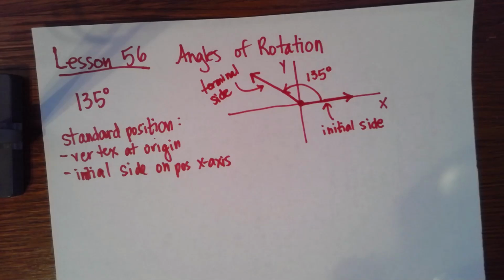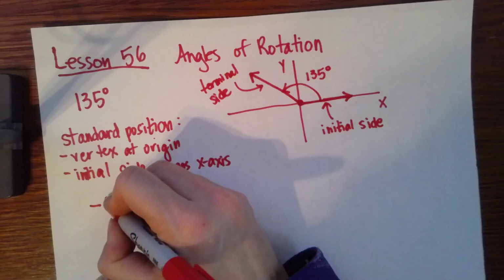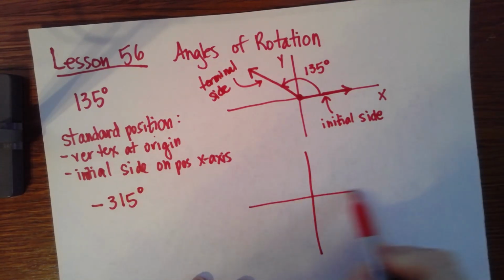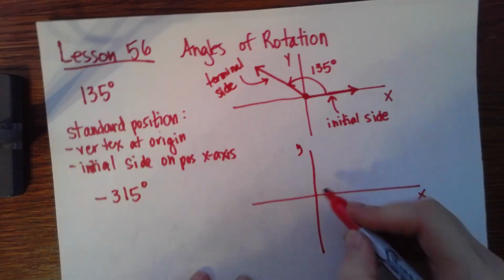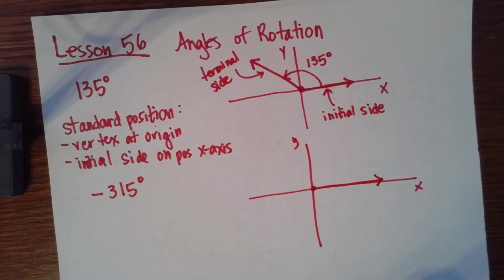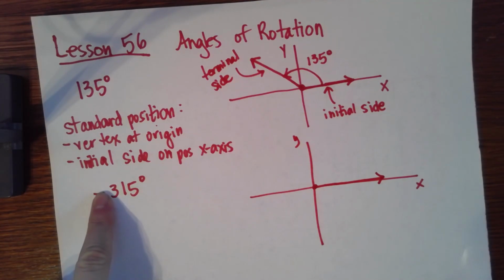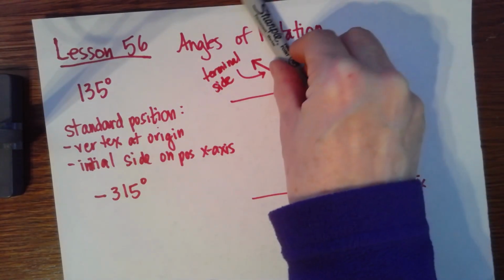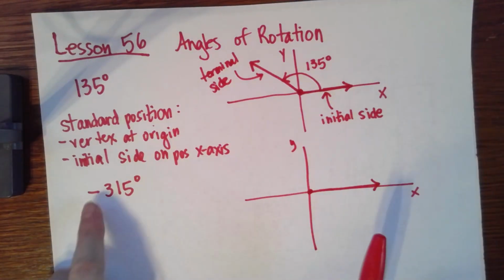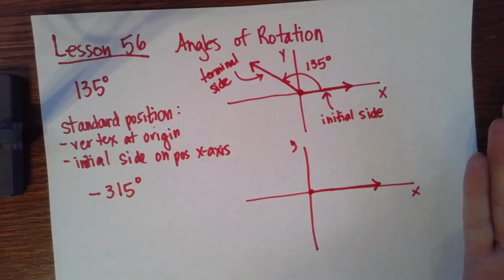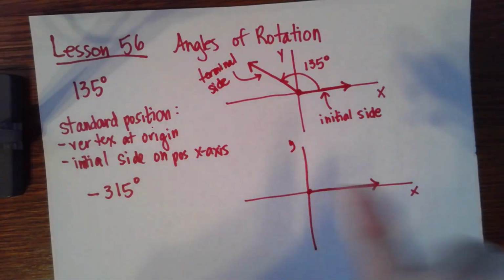Now let's say I wanted to draw an angle of, let's say, negative 315 degrees. So if I do negative 315 degrees in standard position, still I'm going to put my initial side on the x-axis, but this time because it's negative I'm going to rotate the other direction. When it's positive I rotate counterclockwise through the quadrants in order. If it's a negative number, I'm going to rotate clockwise, in the opposite direction. I'm going to go through the quadrants in the opposite order. So 4, 3, 2, 1, I'm going to go backwards.